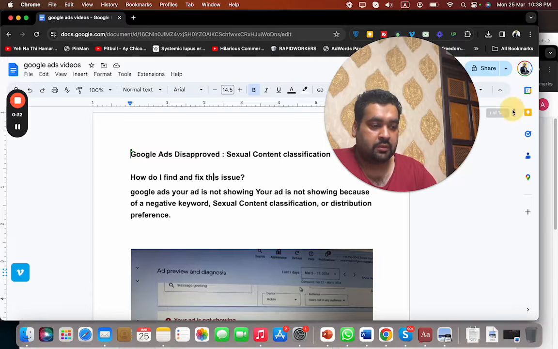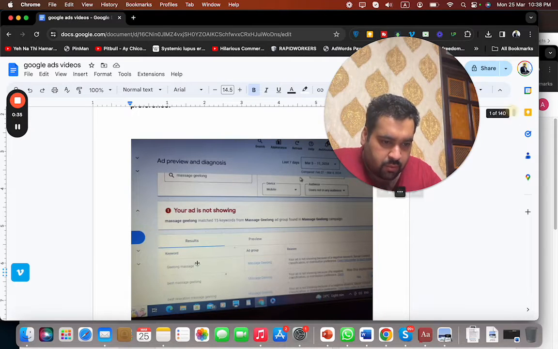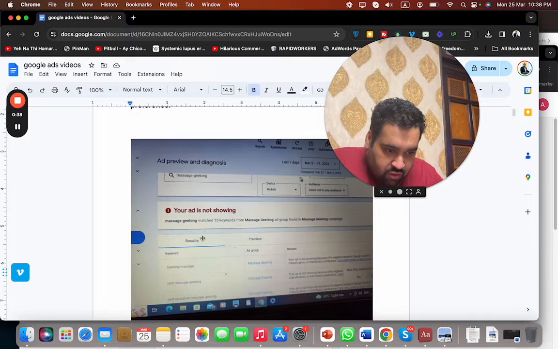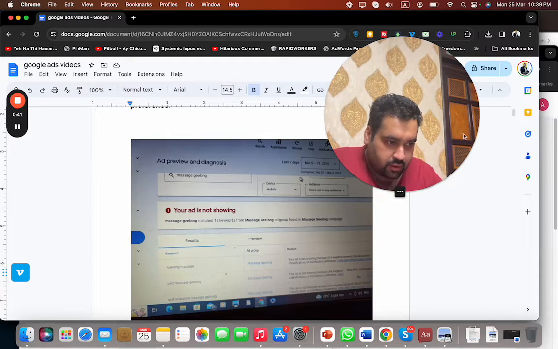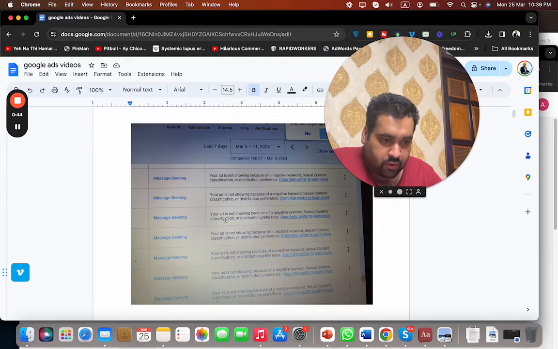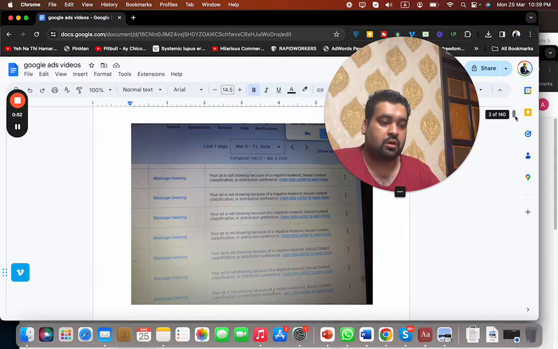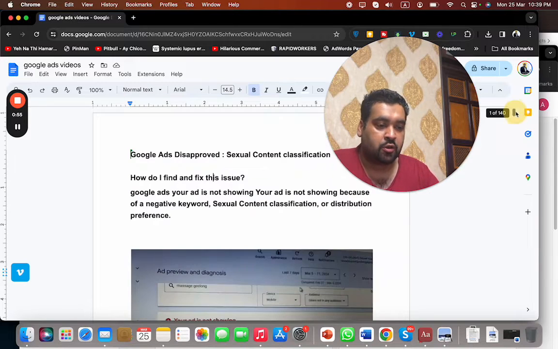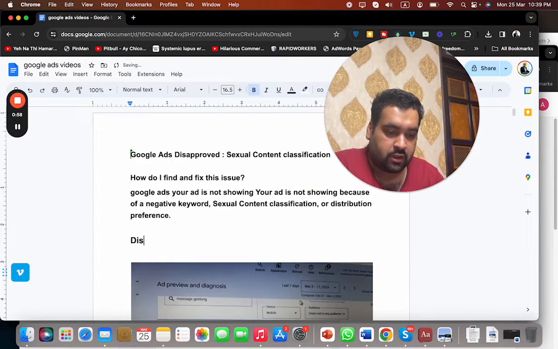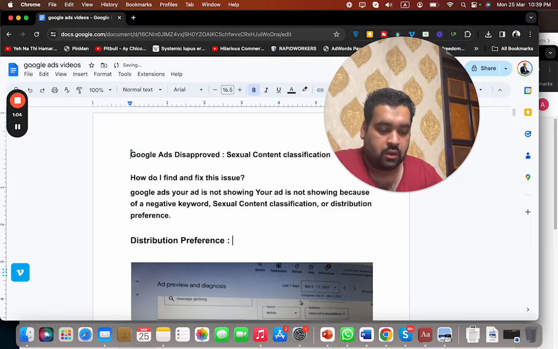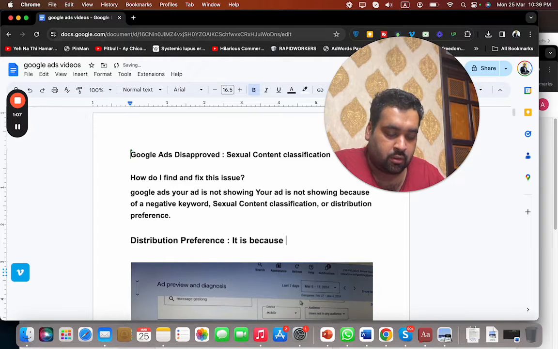Okay, so let me see. The error they have sent is not readable, but I can see the word massage, match 15 keywords, and your ad is not being shown. So in case your error is due to your distribution preference, you need to work on your age group. It is because of age group. You need to look at targeting 18 plus. That should be your standard.